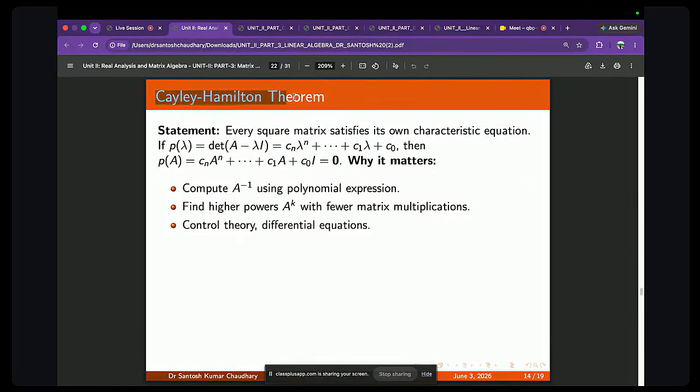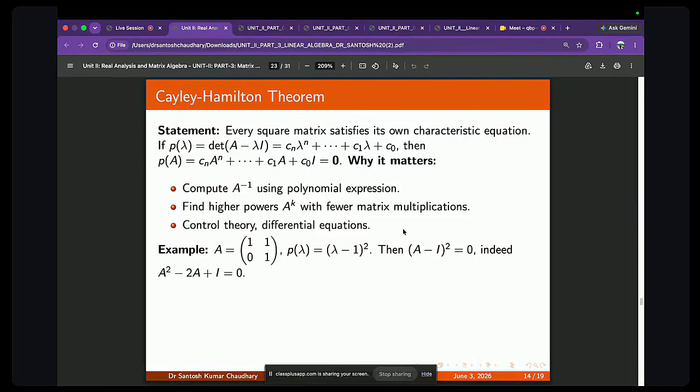Then what is the Cayley-Hamilton theorem? The Cayley-Hamilton theorem says every square matrix satisfies its own characteristic equation. If P(lambda), the determinant of A minus lambda I, is of the form Cn lambda^n and so on, up to C1 lambda plus C0, this is the characteristic polynomial. Then every matrix will satisfy this: if instead of lambda you put A, it will become 0. This helps us in finding A inverse and higher powers, and there are many applications in control theory, differential equations, and so on.